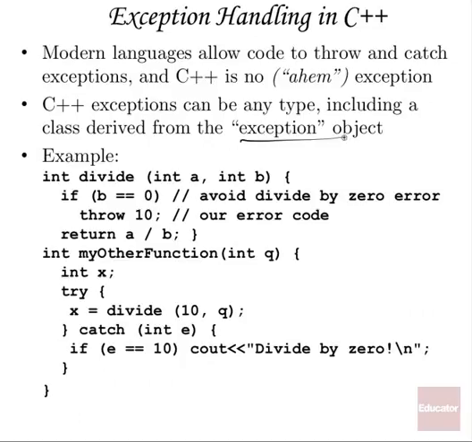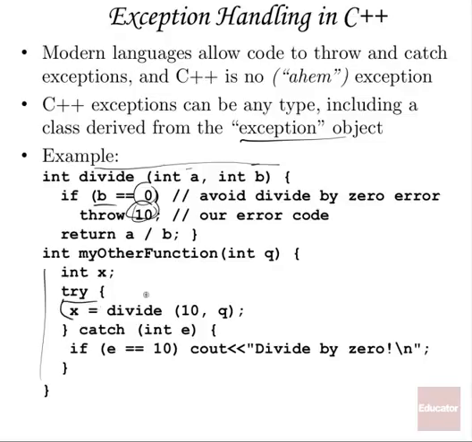So here's an example. We have integer divide, int a divided by int b. You can't divide by 0, so we do a test. If b is equal to 0, we'll throw an exception. So what we'll be throwing is the integer 10. So the other function that calls it, we have our try-catch block.